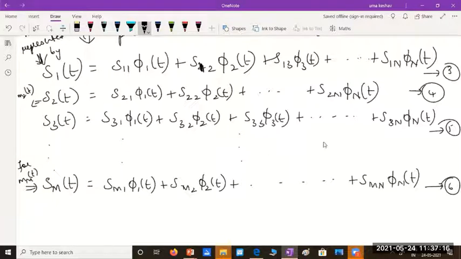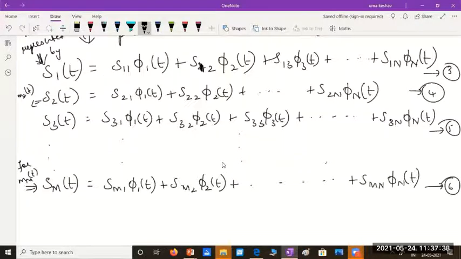So I can represent every finite energy signal which is used to represent a given message in the form of a linear combination of orthonormal basis functions, which are given in the form of phi 1, phi 2, and so on till phi n. Is this clear?